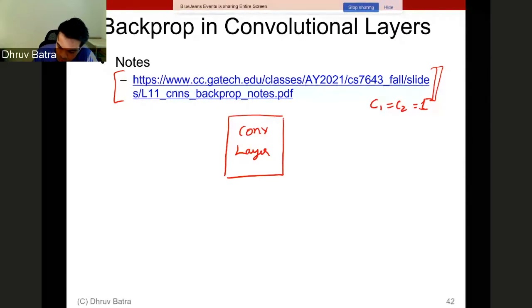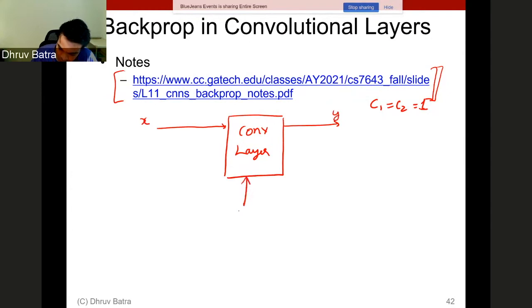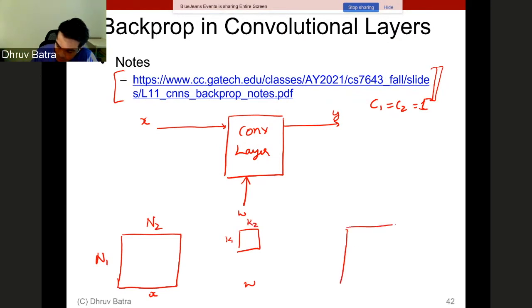And let's not overload the H notation with the HL and the HL plus 1. I will keep it simple by saying there's an input X, it produces an output Y by taking the filter W. And I will also not get into the messy padding notation by saying X is N1 by N2, W is K1 by K2, and we have done whatever we needed so that we are getting the same sized output. So there's padding that's already been done, appropriate padding that's been done. Okay, so this is just to keep things simple.